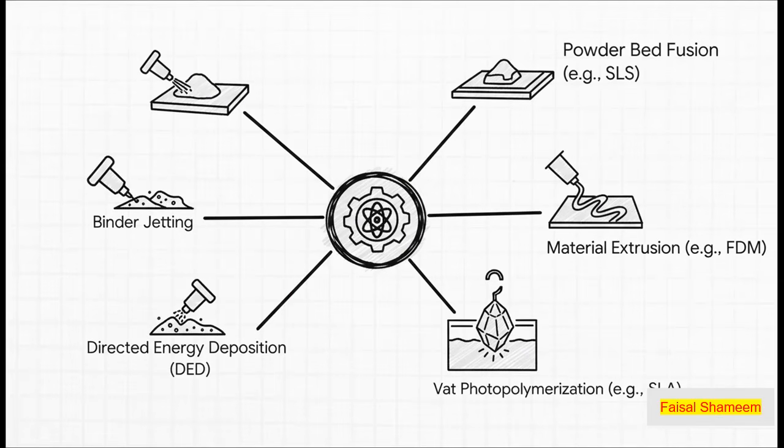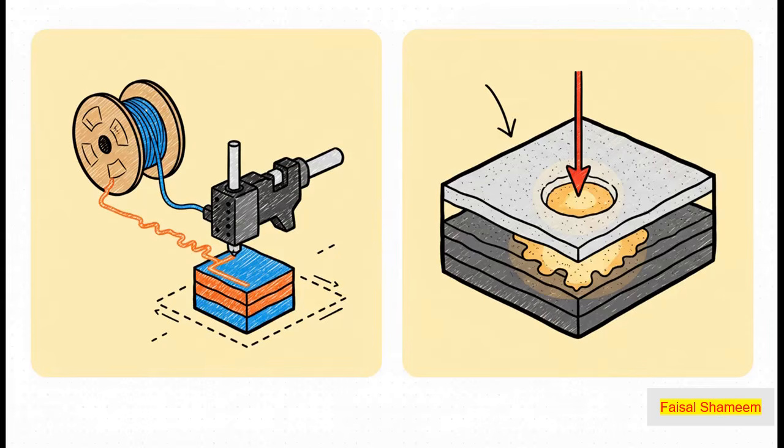Some of them melt powders using lasers. Others will squeeze out melted plastic almost like toothpaste, and some even use liquid resins that get cured by light. The principle is always the same, that layer-by-layer addition, but the technique can be totally different. So, for instance, material extrusion, or FDM, is probably what most people picture when they think of 3D printing.